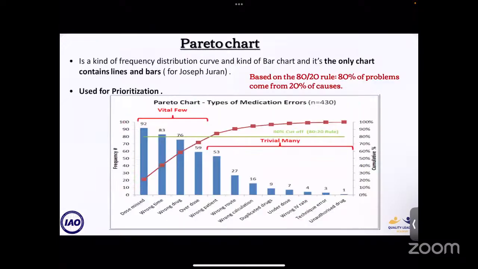Okay, let's proceed. Also in research and programs, we said that 80% of problems come from the 20% of causes. So if I solve the 20% of causes, I will create a positive impact on the 80%. These 20% are what we call the vital few, and 80% are the trivial many.